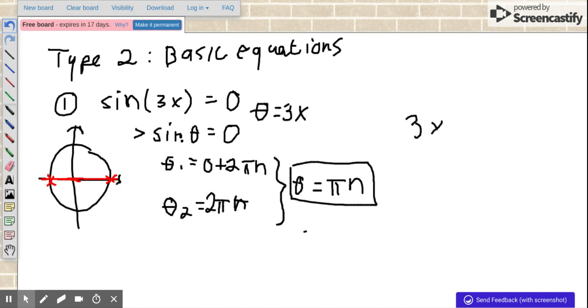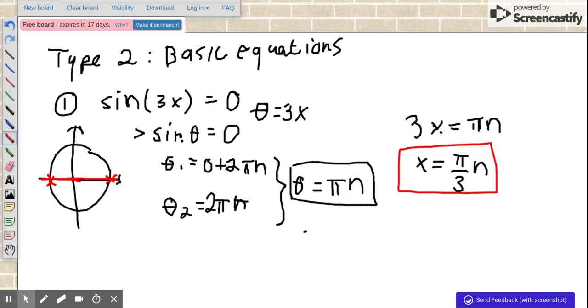So I would get 3x is equal to pi n. Therefore, if I want to simplify and find what just x is, I would get pi divided by 3 times n. And this is effectively my answer now, because I have found x, and this is what the question was asking. Because remember, we always want to find the unknown that is in the question. In this case, it's x, so finding theta would not be the full problem.